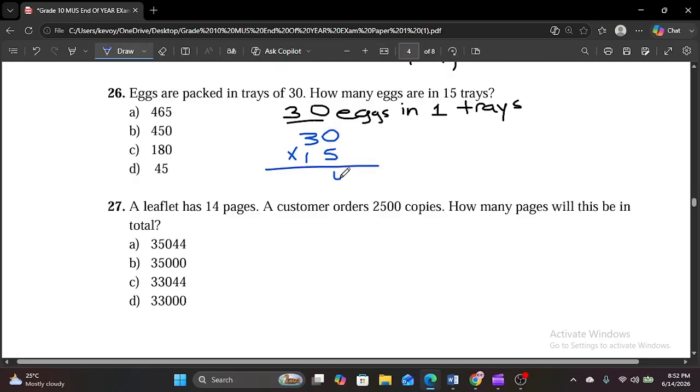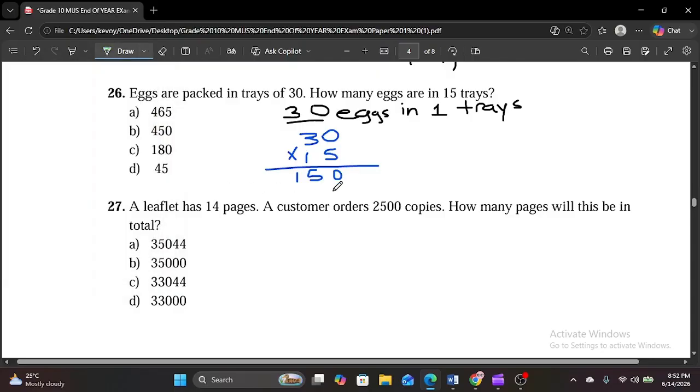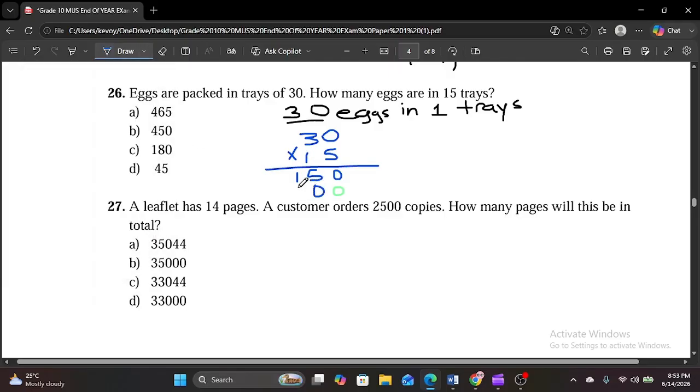So 5 times 0 is 0. 5 times 3 is 15. Before you multiply by 1, you put your placeholder 0 right there, and then multiply by 1 afterwards. So that's going to be 30. Then you add. That should be equal to 450 eggs.